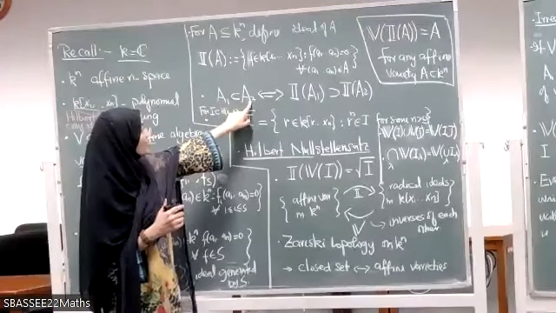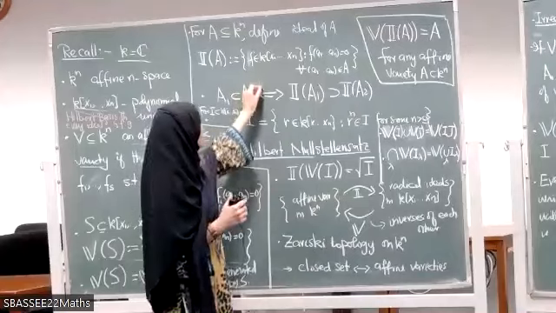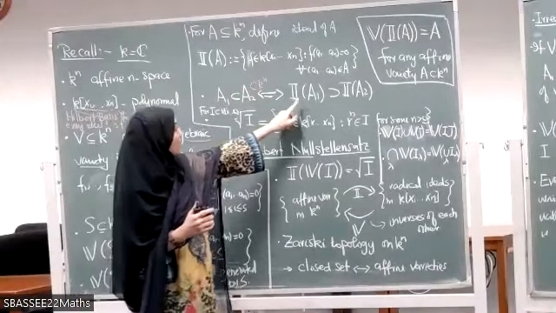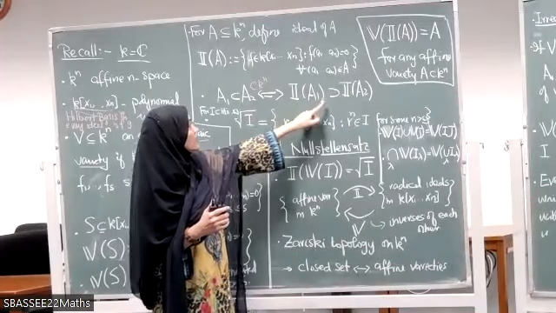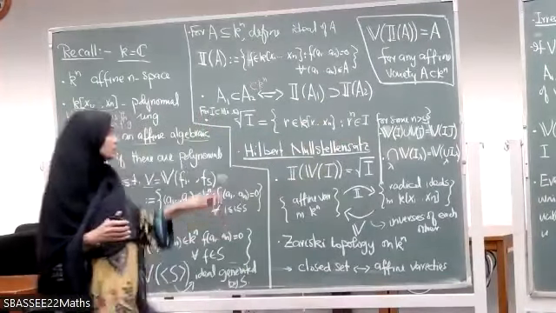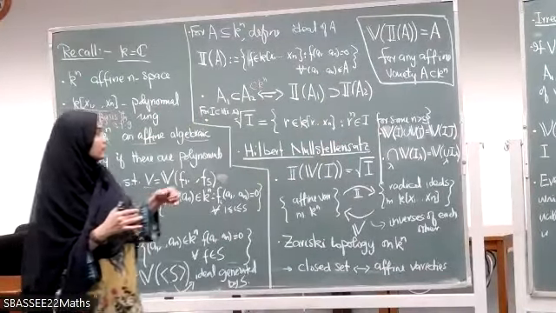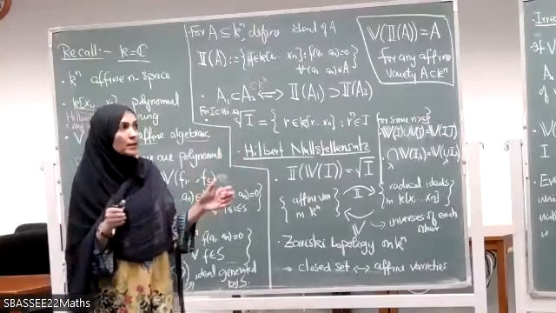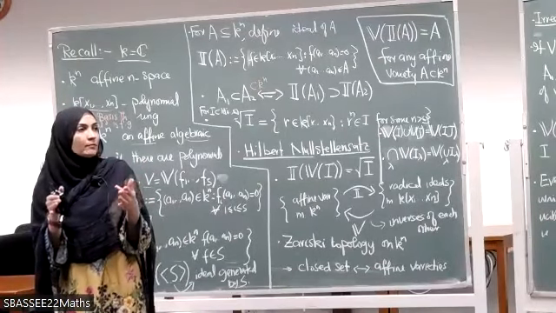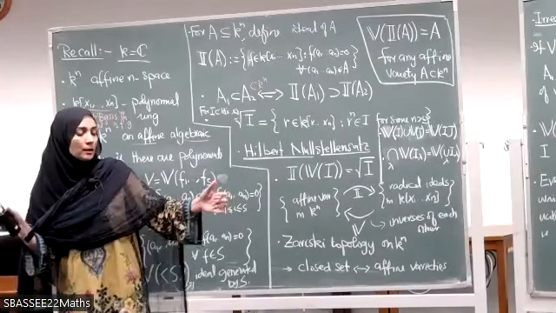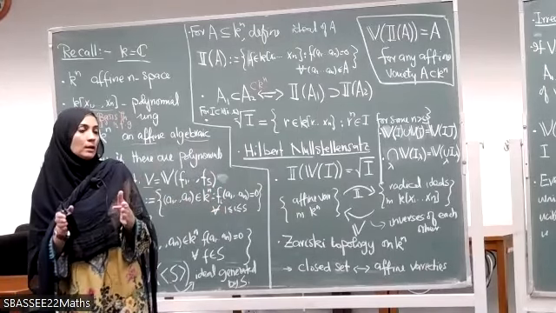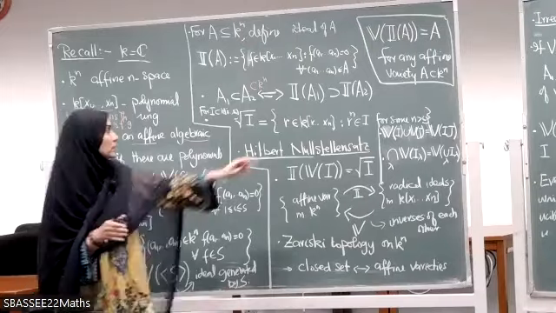Okay, now we have this property. If A1 is a subset of A2, both in our affine space, then the ideal of A1 contains the ideal of A2. If your set is smaller, then definitely there are more polynomials which vanish on it. And when you extend your set, you will have a smaller ideal than the previous one.